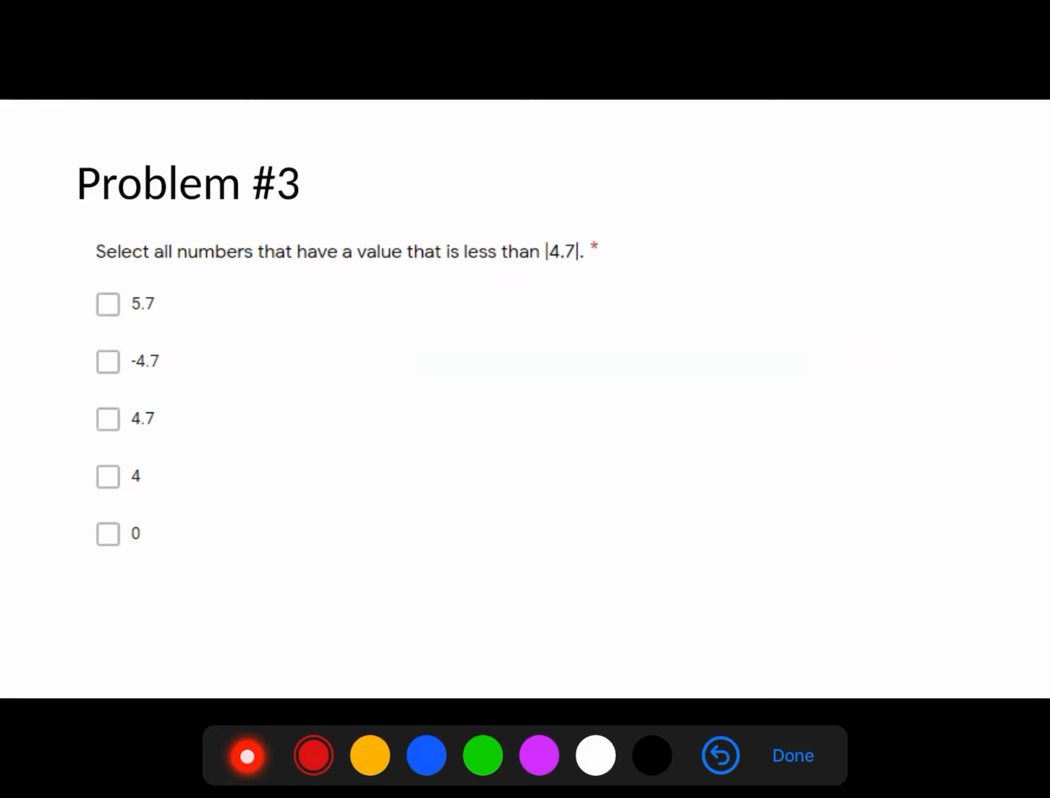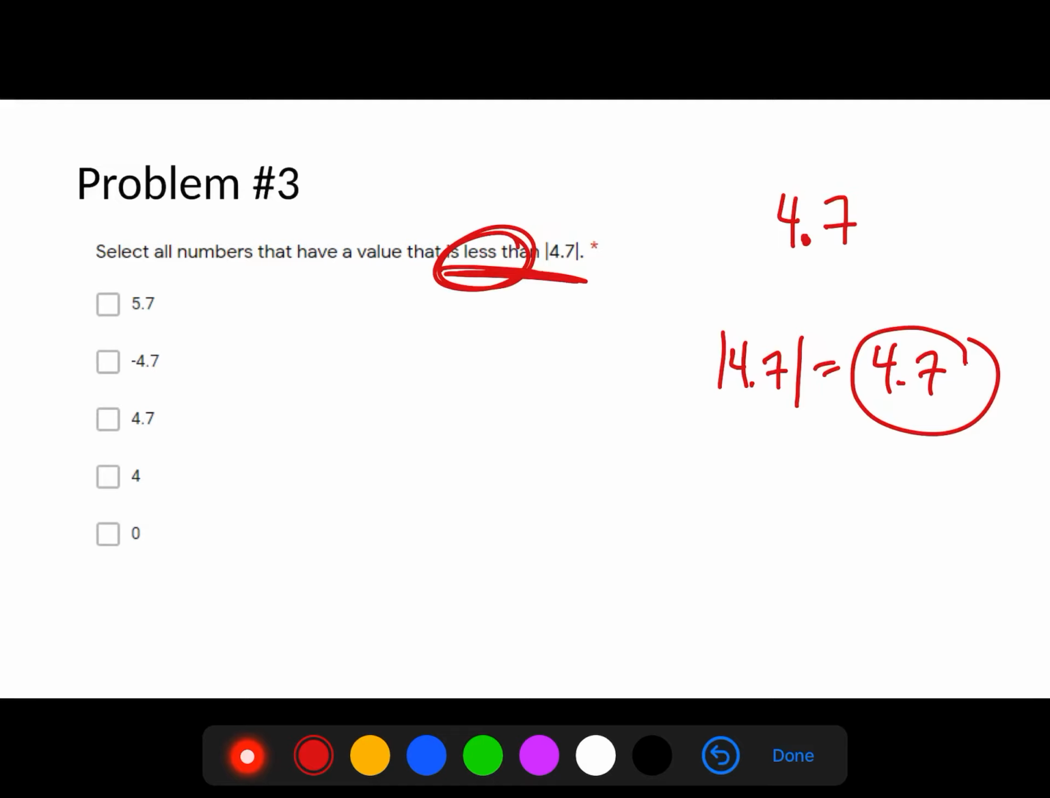And then the next one, number 3, select all numbers that have a value that is less than the absolute value of 4.7. So remember, the absolute value of 4.7 is positive 4.7. So the absolute value of 4.7 is equal to 4.7. So basically, it's asking you which numbers are less than 4.7. Not equal to, not greater than, less than.